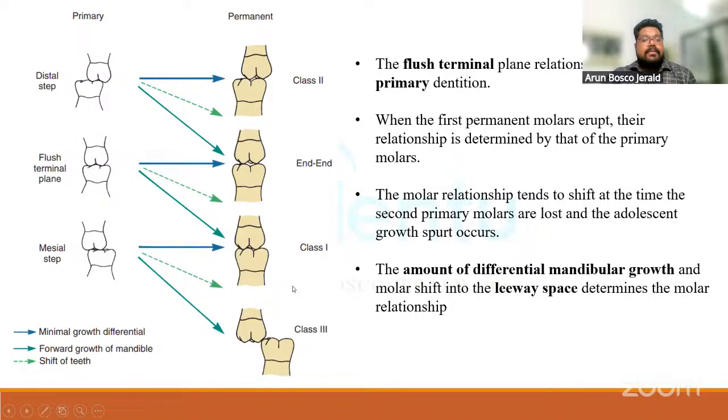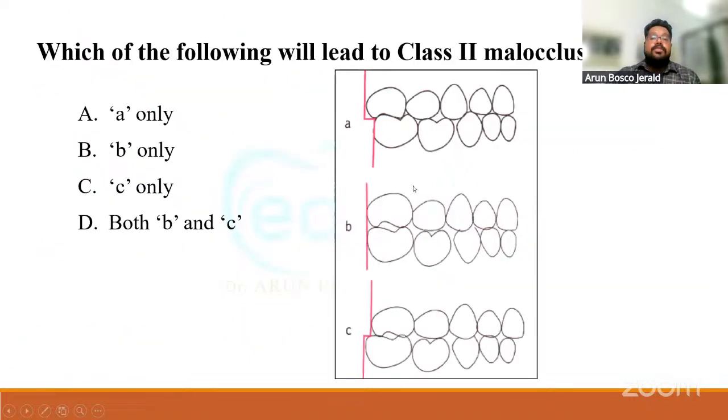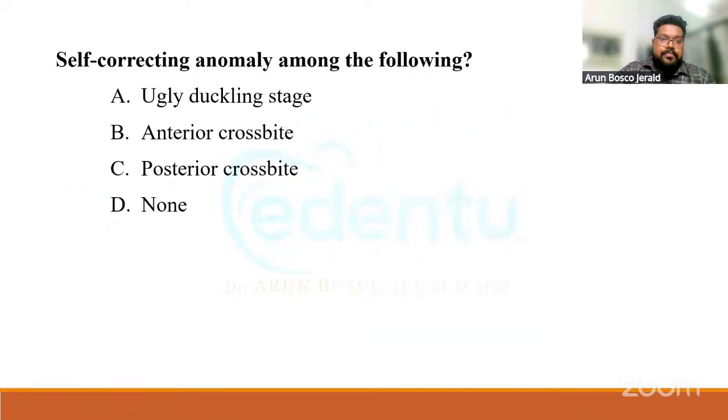So in this question, which of the following will lead to a class 2 molar relationship? The answer is option C. That means a distal step plane will be leading to a class 2 molar relationship. Now going to the next question. Self-correcting anomaly among the following. This is a very simple question. The answer is ugly duckling stage.